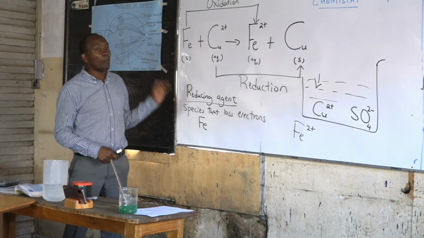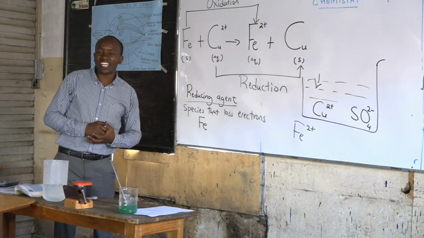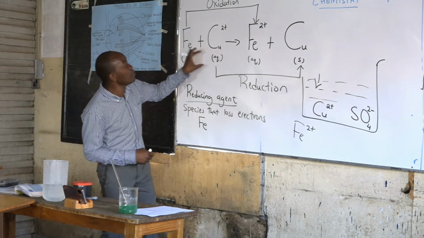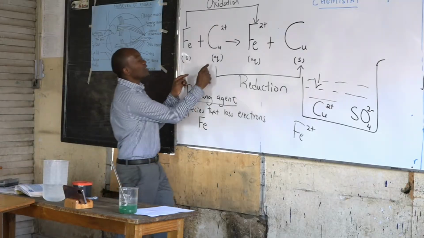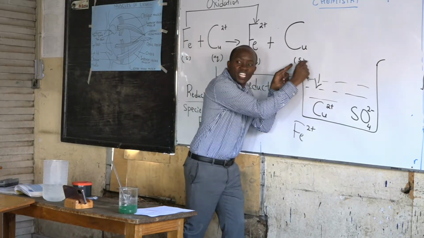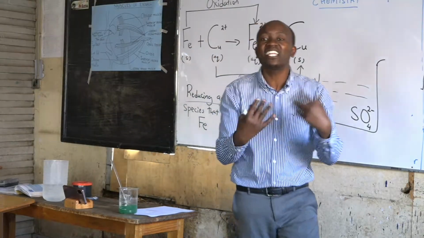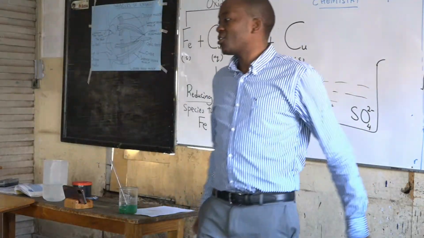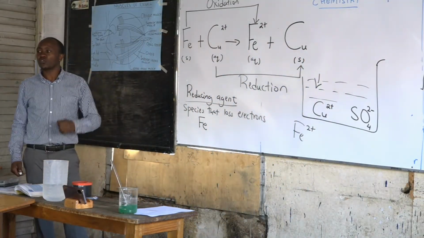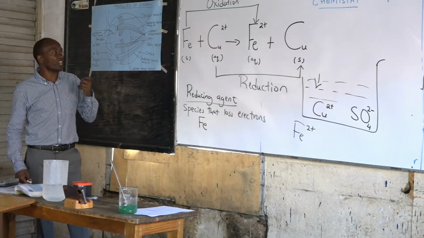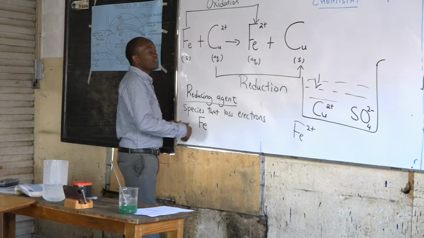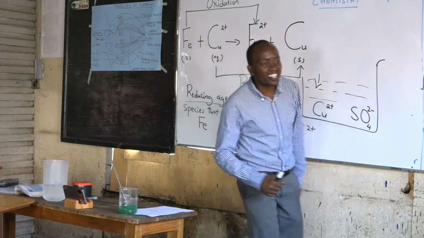Okay. So between copper and iron, which one is more reactive than the other? Iron is more reactive. That's why it's capable of displacing, removing copper 2 ions from the aqueous solution. Now it is in which state? Solid. So it has been displaced. That is a displacement kind of reaction. So the most reactive metal will displace the least reactive metal from the solution.